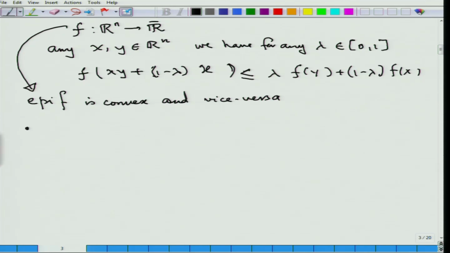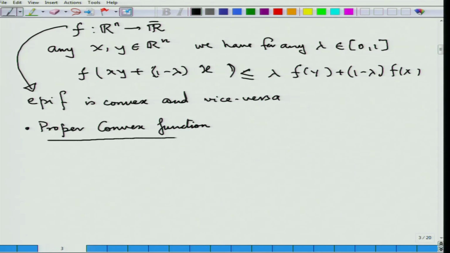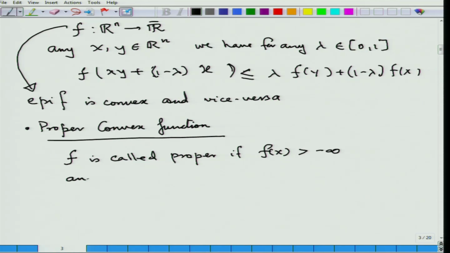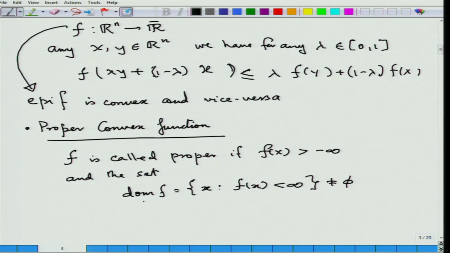Now, there is an important definition of a proper convex function. f is called proper if f of x is always strictly bigger than minus infinity, and the set which is called the effective domain of f, that is the set of all x such that f x is strictly less than infinity, the set of all x where f x is finite, is non-empty. So, there is at least one finite point. So, a convex function is called proper if this happens. We largely deal with proper convex functions.